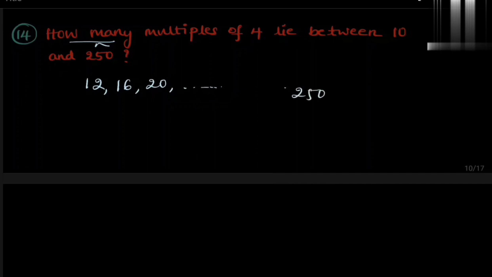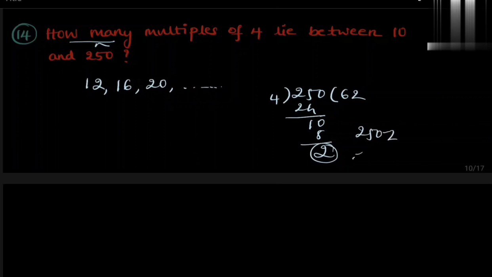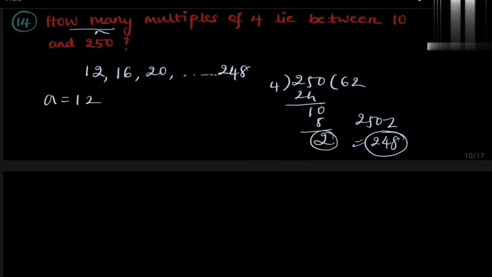250 divided by 4: 4 6s are 24, 4 2s are 8, so the remainder is 2. Subtract: 250 minus 2, so we get 248. Therefore 248 is divisible by 4, a multiple of 4. Therefore 248 is the last term of this sequence. Here the first term a is equal to 12, the common difference d is equal to 16 minus 12 is equal to 4, and the last term an is equal to 248.